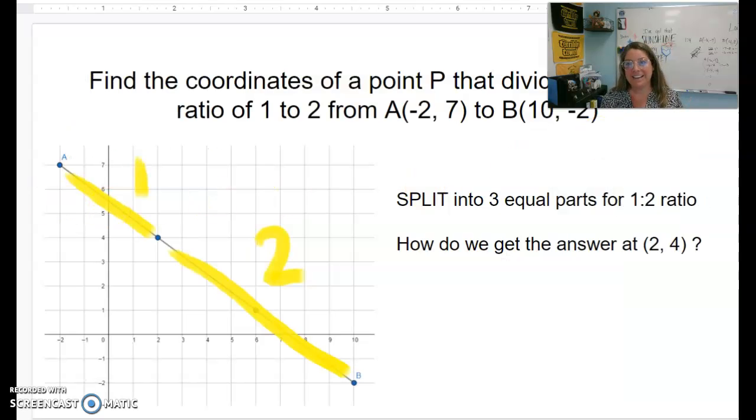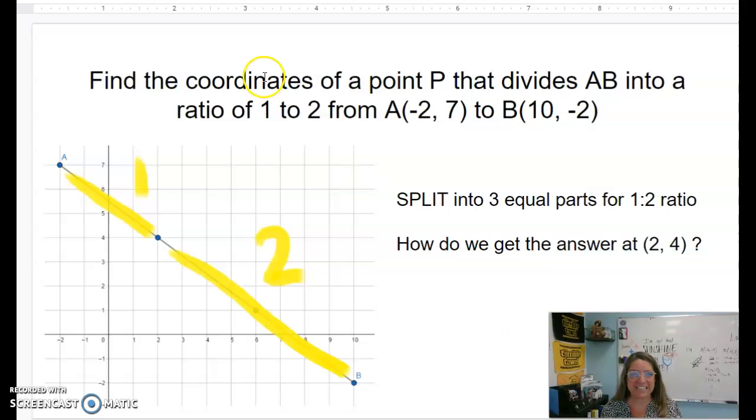The first thing it says is that we're looking for a point P that's going to divide A and B into a ratio of 1 to 2. So I have plotted this point, -2, 7. It's right here, labeled A. B at 10, -2 is down here. And the part that can sometimes seem a little strange is this ratio of 1 to 2. So what does that look like?